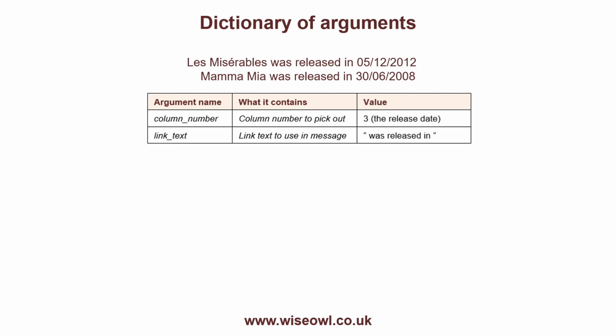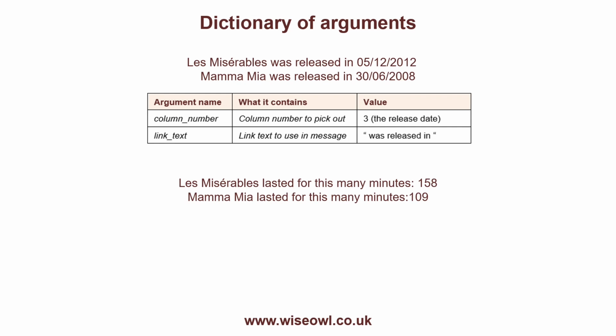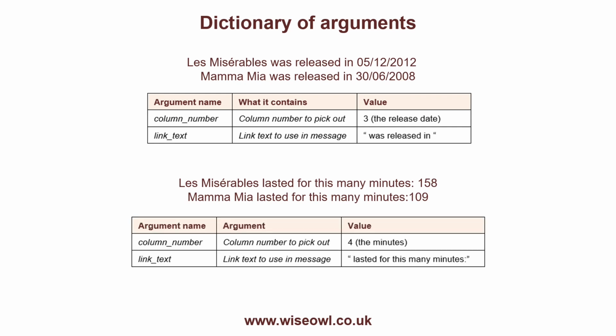Now you could do the same thing to produce different output. So you might want to show how many minutes each film lasted, and in that case you could use the same set of arguments, but this time you could pass in the column number 4 and the linked text as lasted for this many minutes. And you'll get a different output because you've got different inputs going in.